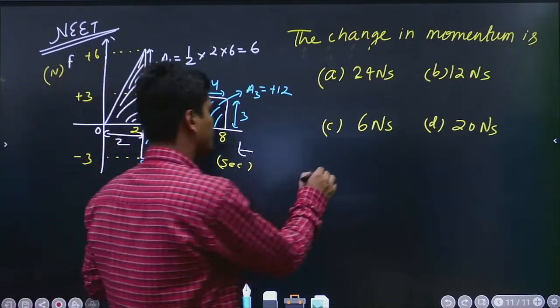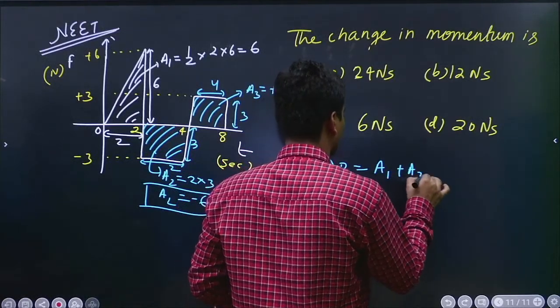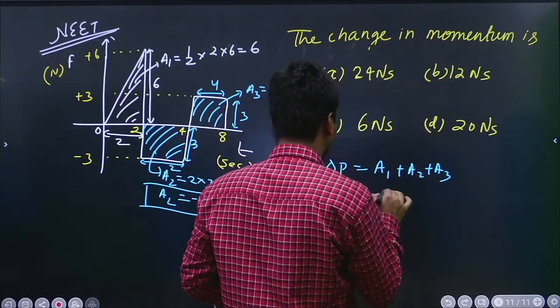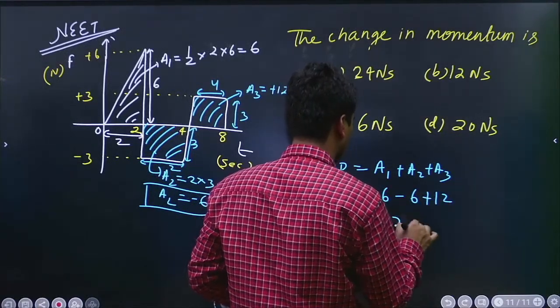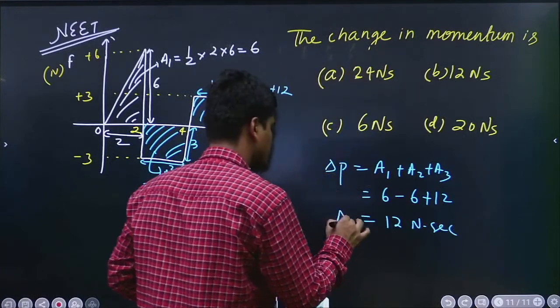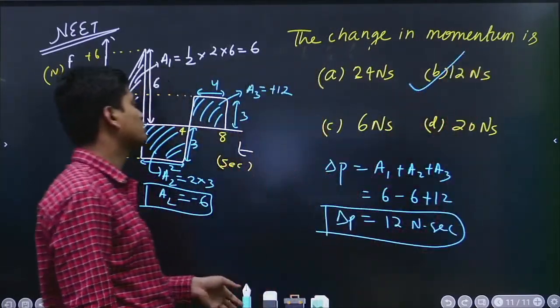So now if you add all the areas, that is your change in momentum. That is A1 plus A2 plus A3. A1 is 6, A2 is minus 6, A3 is plus 12. So it is coming 12 Newton second. So change in momentum how much? The total area, which is the change in momentum, is 12 Newton second.